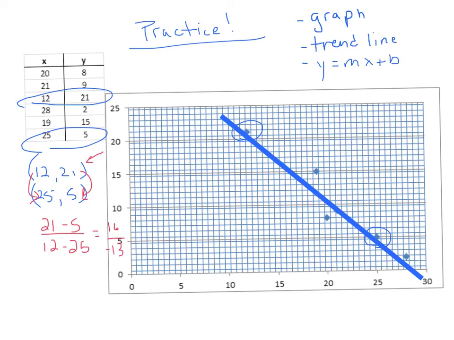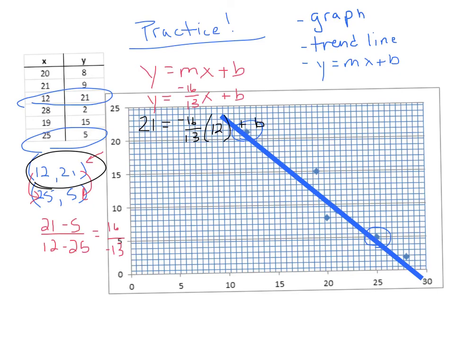Now let's go ahead and put that into our y equals mx plus b. We have y is equal to negative 16/13 x plus b. We now have to find the actual y-intercept. Next step will be to choose one of the 2 points. We'll just go with (12, 21) and put it in for my x and my y. Make sure you're putting your x in for your x and your y in for your y.